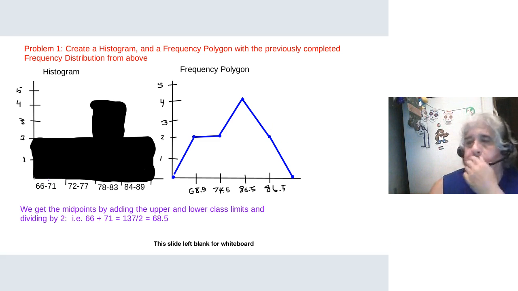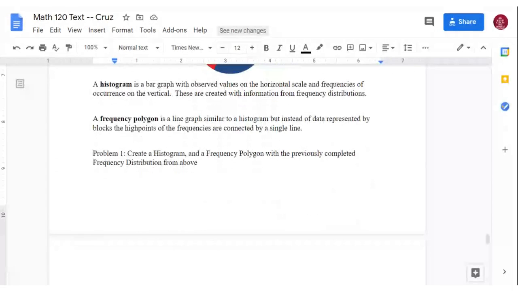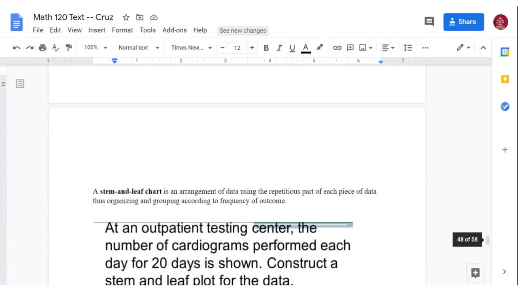All right, so let's see. Back to my notes. Let's see what else we can look at. The next thing is another one. Now, as I had mentioned, especially with the frequency polygon and the histogram, you can see the pattern of the data. You can see how many were in each of the categories, but you don't get to see what the individual pieces of data were.